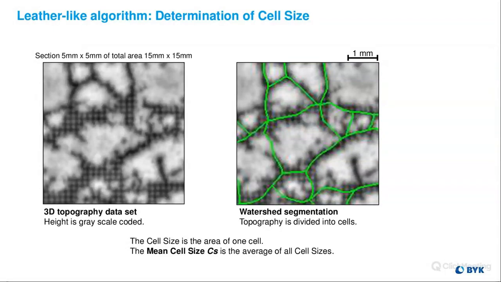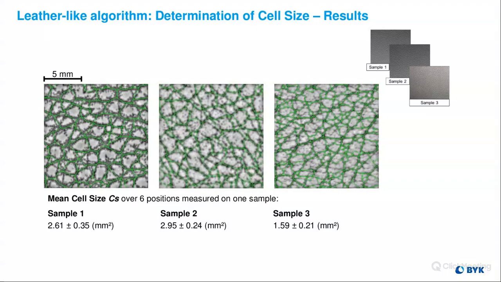Since we know the dimensions of the optics and sensors, we can calculate the area of each cell. That means if we average over all single cells captured by one measurement spot, we get the mean cell size, which is our CS value. This is the average of all these cell sizes across the entire measurement area. We can then take this value and compare it against different samples.